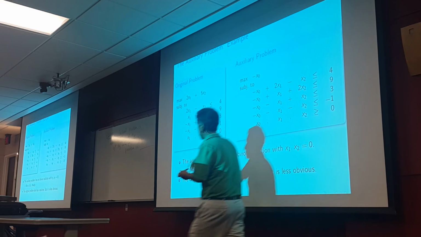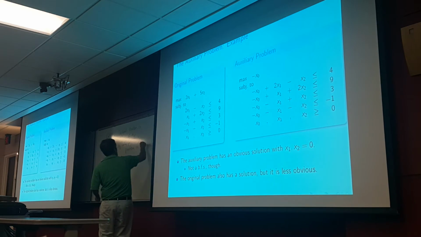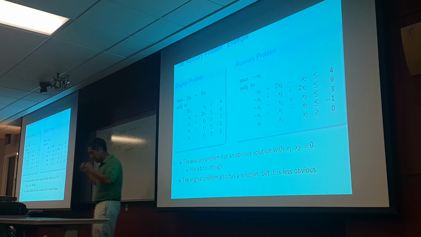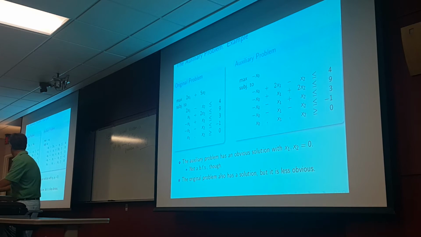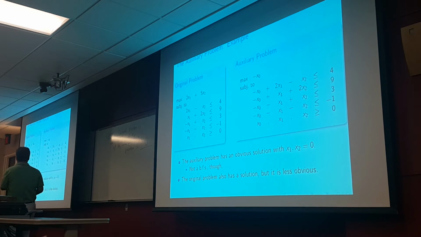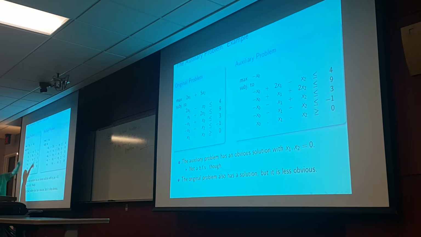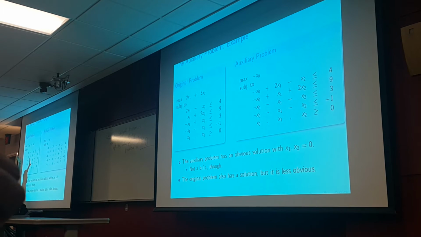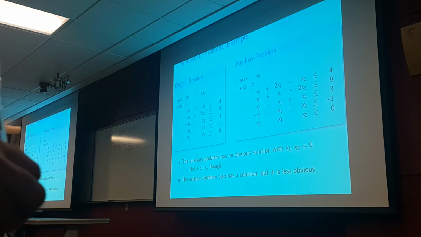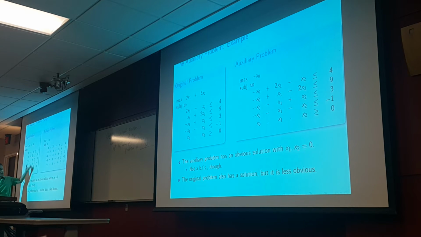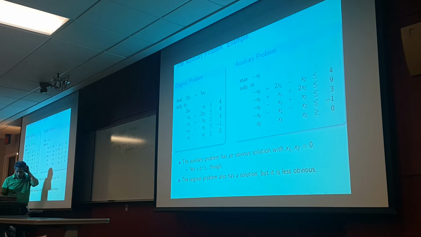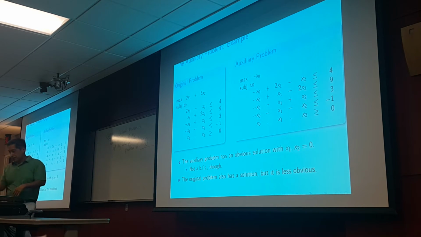original one. Okay, so if and only if the optimal objective value for this auxiliary problem is 0. Okay, so now if I can solve this problem, I have a solution. I know there's a feasible solution for this problem. Actually, if this problem has a 0 solution, there is a feasible solution for this problem.